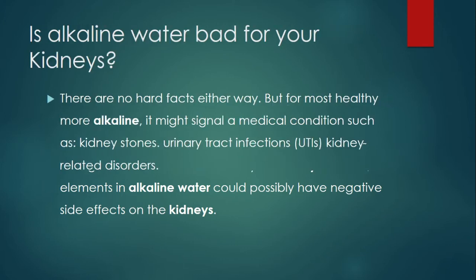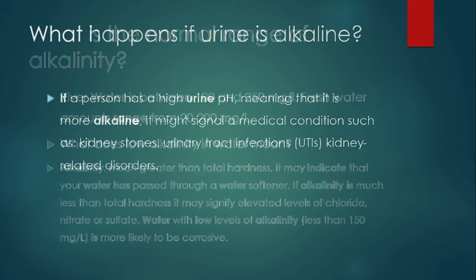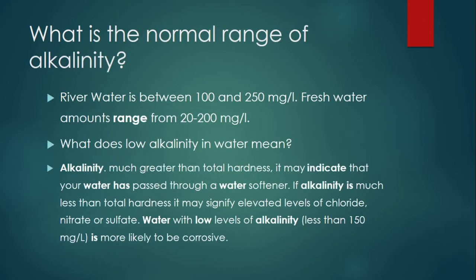What happens if urine is alkaline? If a person has a high urine pH, meaning it's more alkaline, it might signal a medical condition such as kidney stones, a urinary tract infection, or kidney-related disorders. Okay, what's the normal amount of alkalinity? River water is between about 100 to 250 ppm, and the freshwater amount ranges from 20 to 200 ppm.